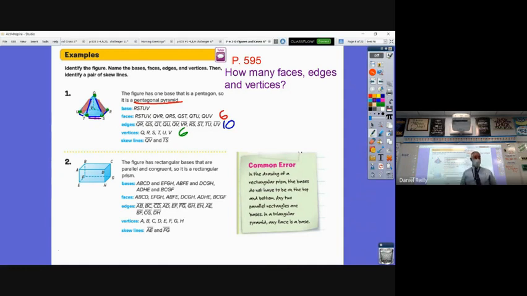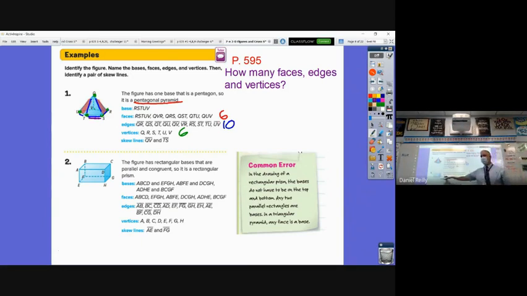QV. QV is skew with ST, right? In the back, right? So that's like my pentagonal pyramid, right? So this line here is ST and QV is back here. Those 2 lines would never intersect and they're not coplanar. Okay, good.